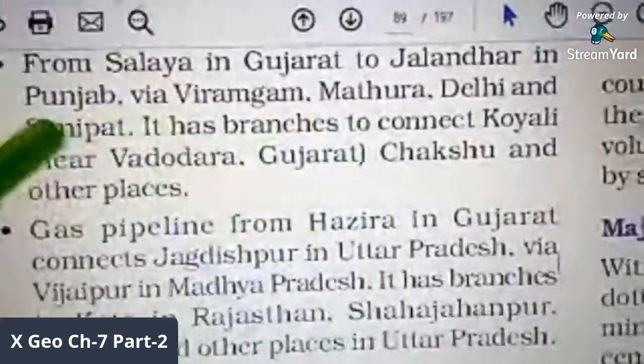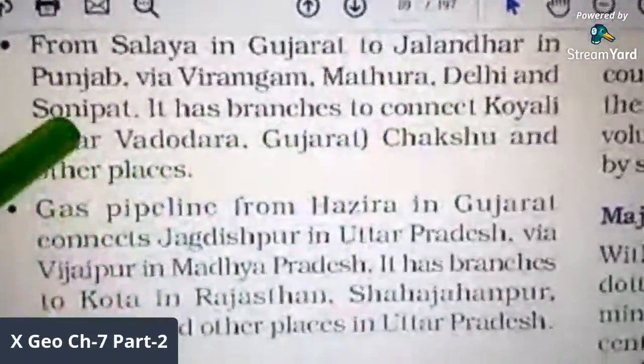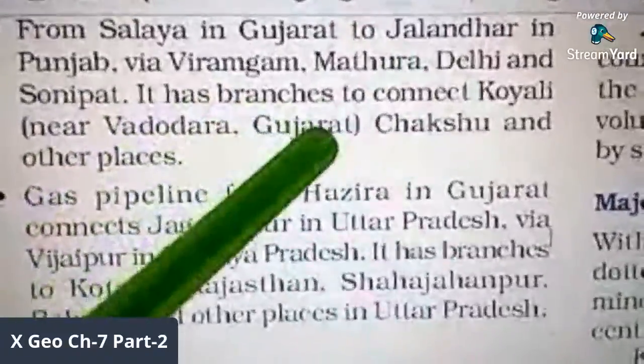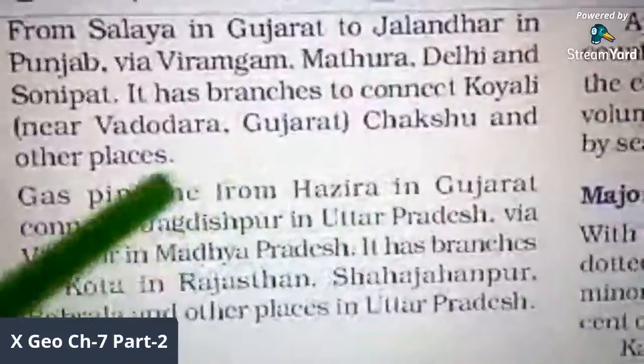These pipeline networks you have to learn for your exam. The next pipeline transport, as you can see, is from Salaya in Gujarat to Jalandhar in Punjab via Viramgam, Mathura, Delhi, and Sonipat. It has branches to connect Koyali near Vadodara, Gujarat, Chaksu, and other places.